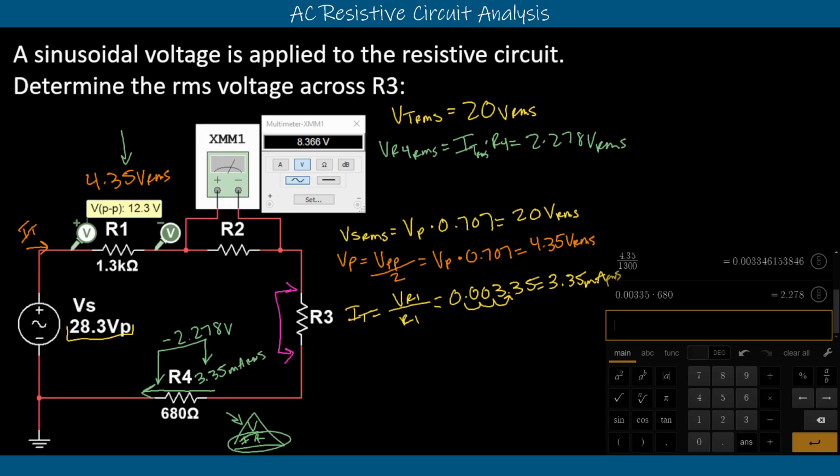So we started out with a VRMS total voltage of 20. We lost 4.35 across R1. We lost 8.366 across R2, and we lost 2.278 across R4, which leaves us with 5.